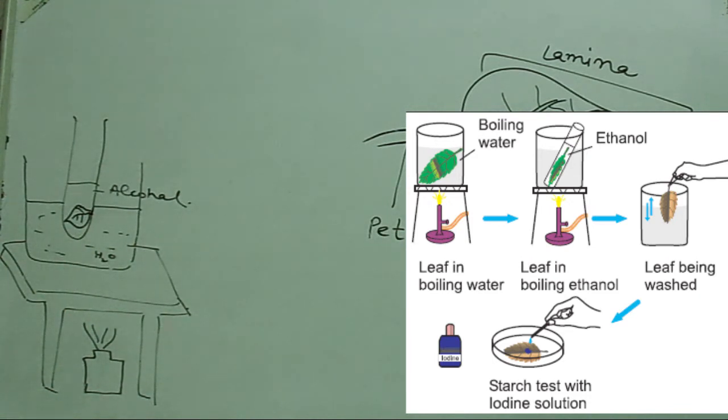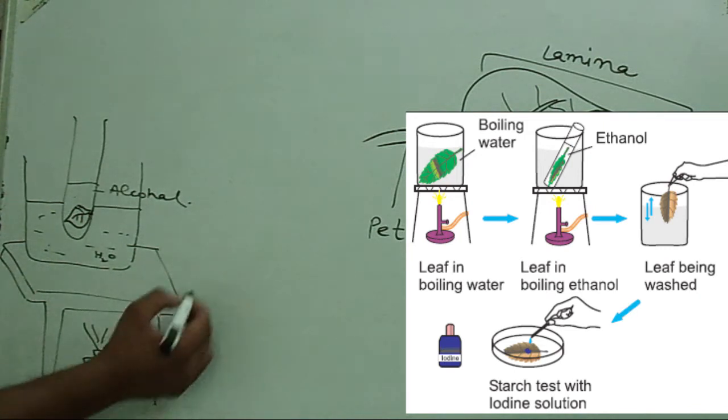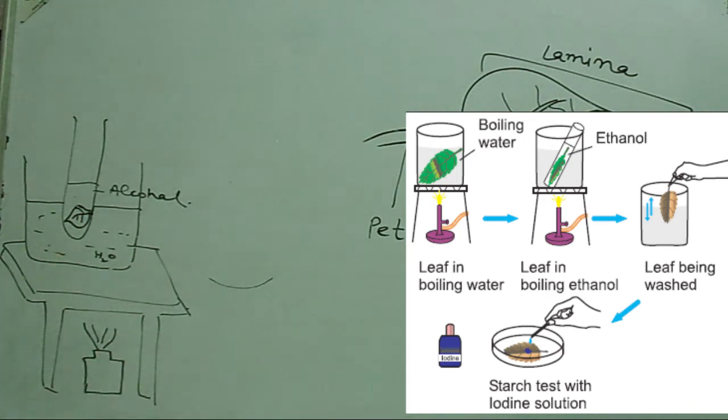Now what will happen? Here the leaf loses its green color, and that green color becomes dissolved in this alcohol, and this alcohol becomes green colored. Now what do we have to do? We have to take one watch glass, or simply on the lower surface we have to put that leaf there.